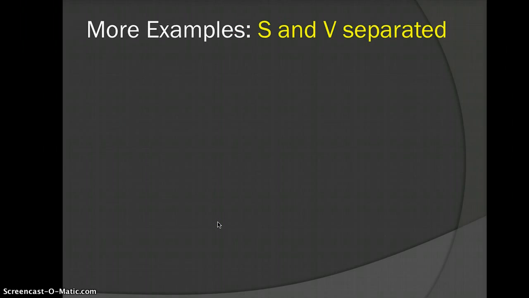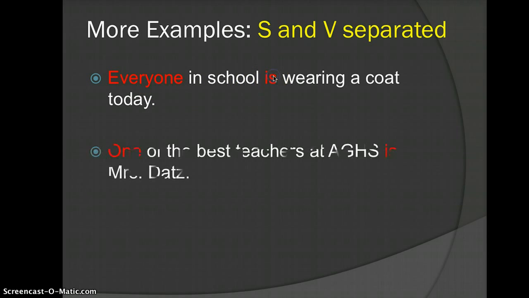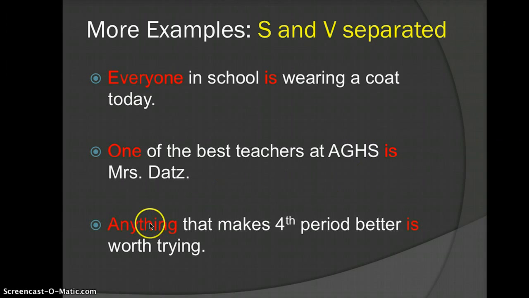Here are some examples where the subject and the verb are separated. Everyone in school is wearing a coat today. Everyone is. One of the best teachers at Aiden Grifton is Mrs. Datz. One is. Anything that makes fourth period better is worth trying. Each of these subjects is singular, so all of my verbs need an S.